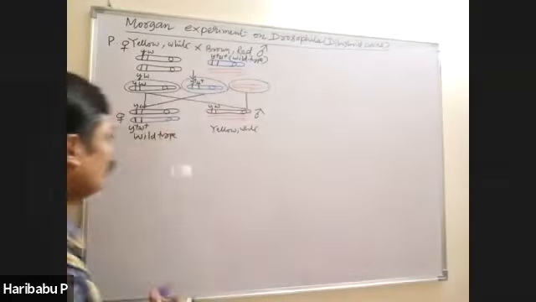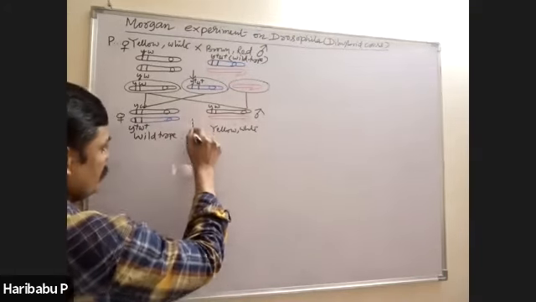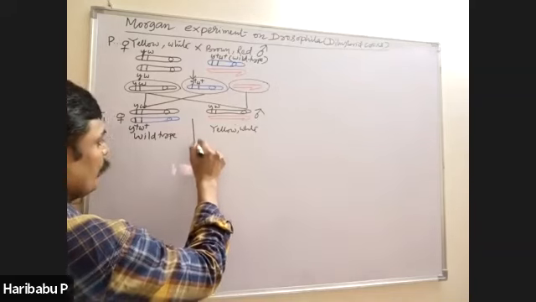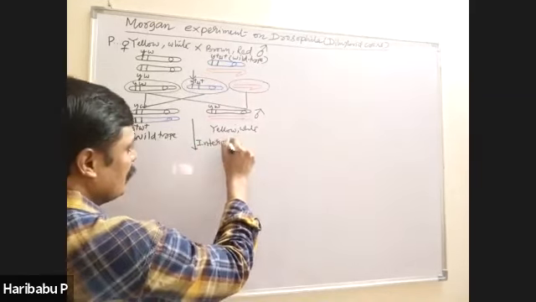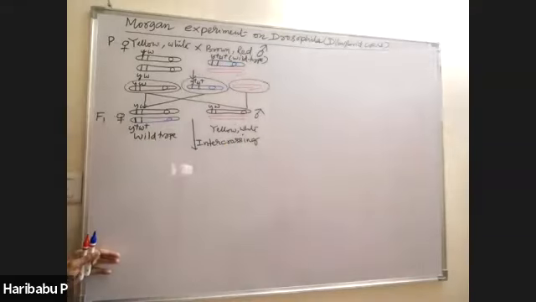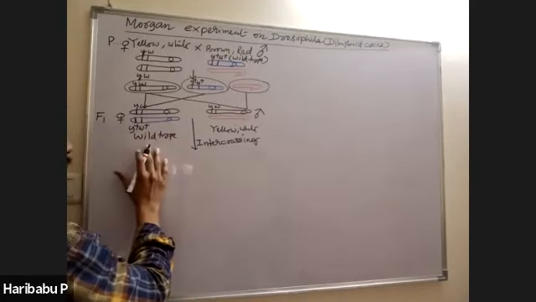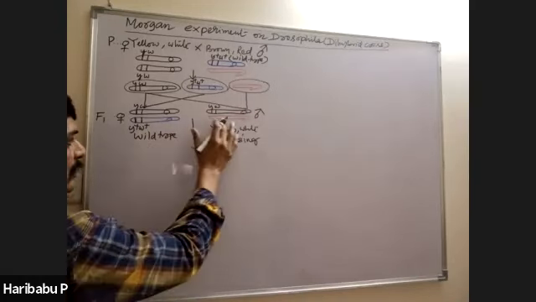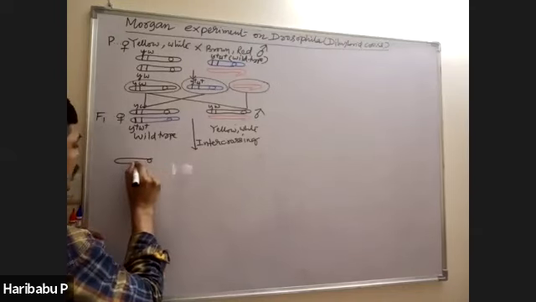Now, when F1 are intercrossed, F2 are obtained. Intercrossing of F1 produces F2. So therefore, this can form two types of gametes. In order to produce F2, this can form two types of gametes. So let us see those two types of gametes.